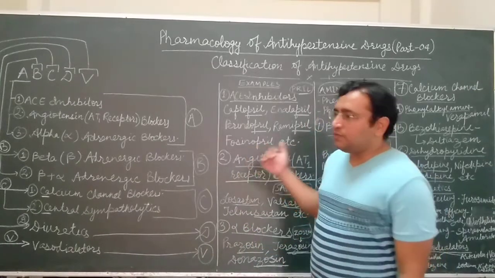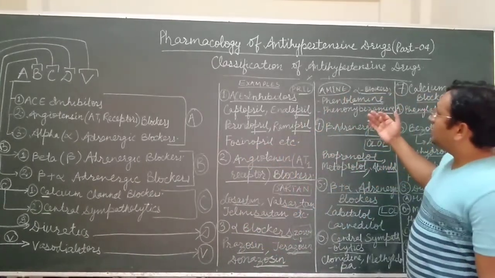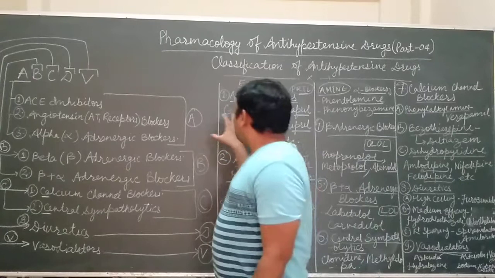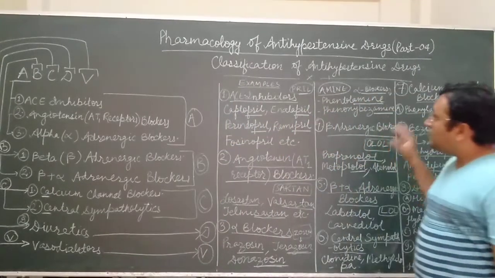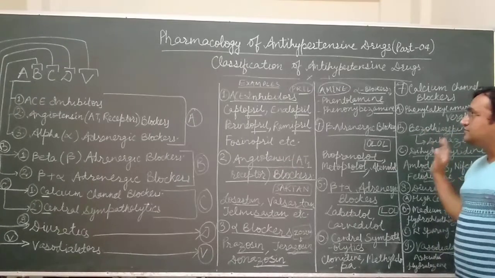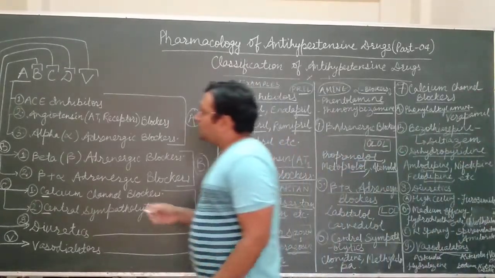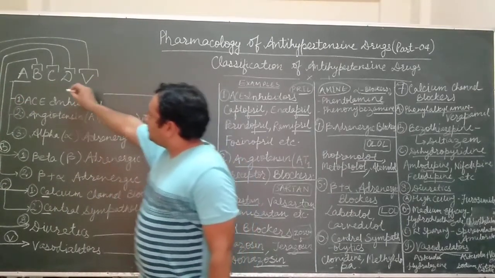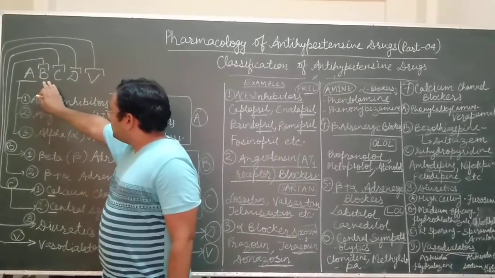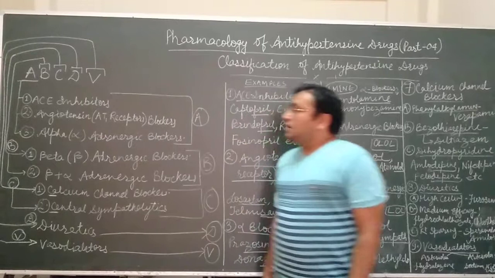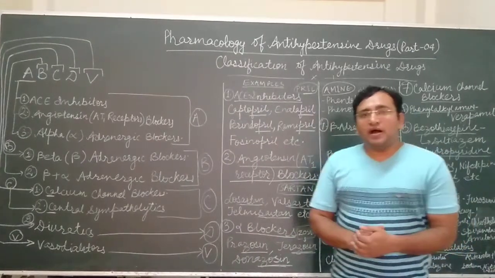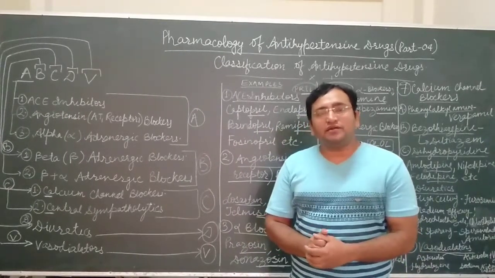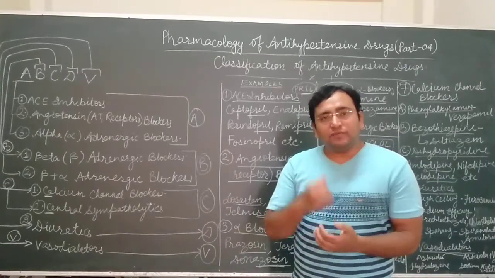Now in the fourth part, I am here for the classification of antihypertensive drugs. To understand and memorize the classification of antihypertensive drugs, I am here with 5 alphabet letters: A, B, C, D and V. In the last lecture, Part 3, we discussed that there are several strategies for treatment of hypertension.